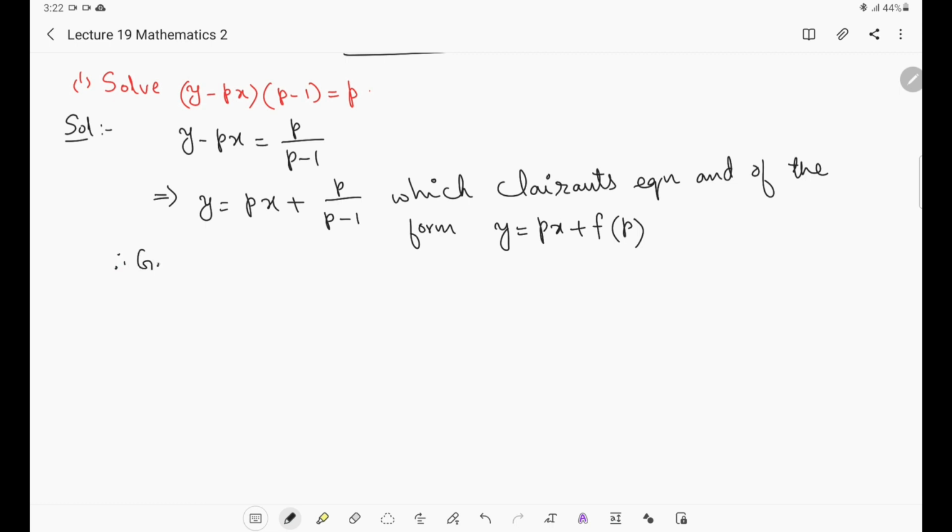Therefore, the general solution of equation 1: what do we have to do? We have to replace p with c, then it is cx plus c by c minus 1. So this is the required general solution of the given Clairaut's equation. In the same way, in the next problem we will see how to find the singular solution also.